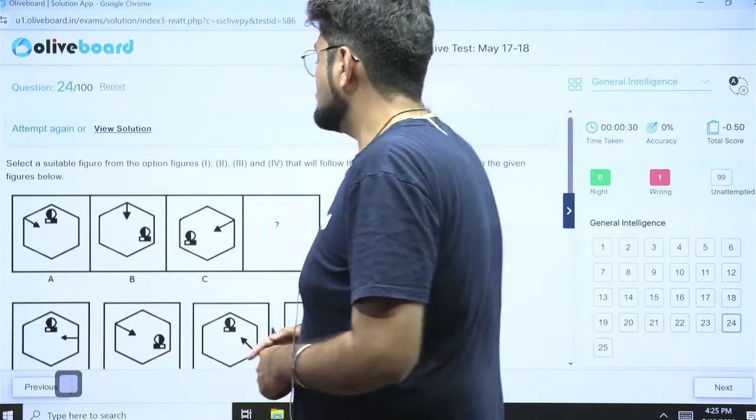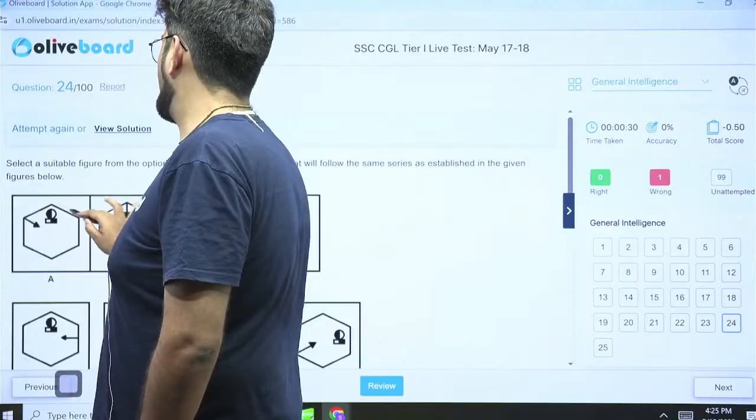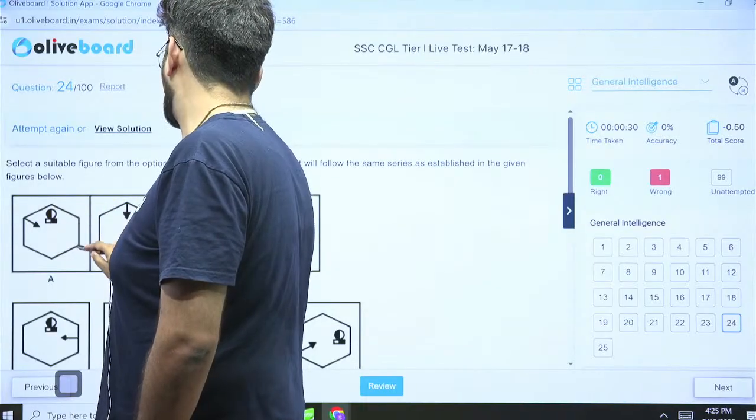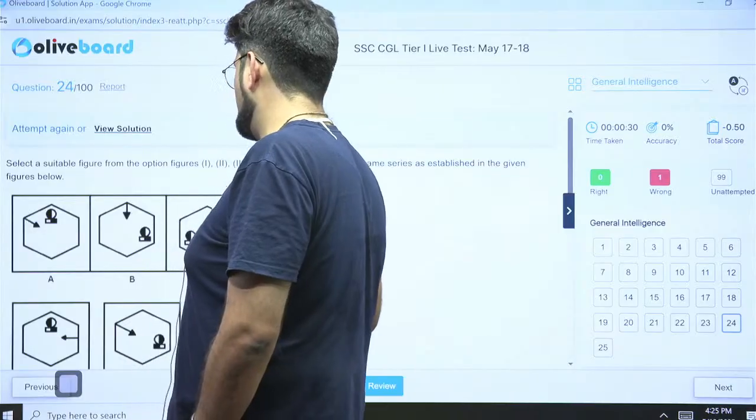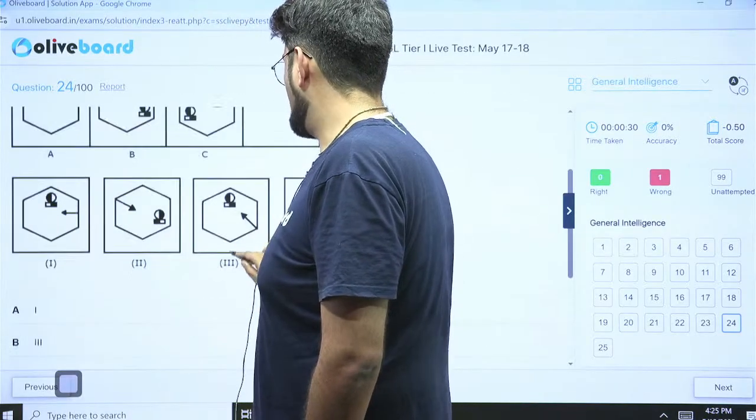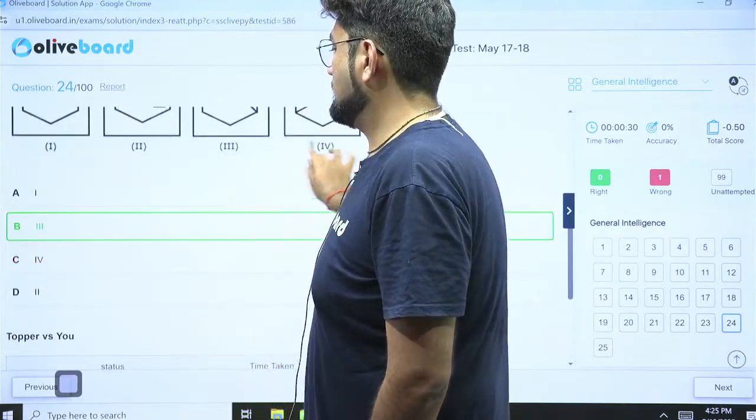This arrow is just going one step clockwise, okay? And this here is going 2 steps clockwise. So this will come back on the top here. And this arrow will be here. Come back on the top, arrow will be here. Figure 3 is the right answer.